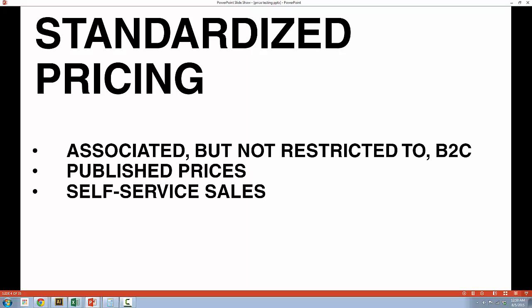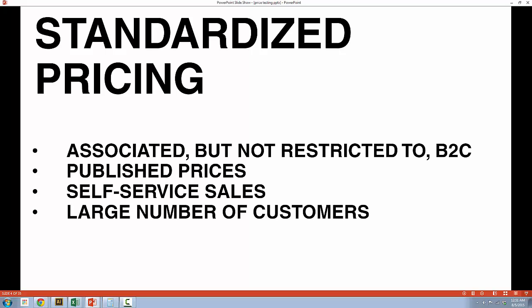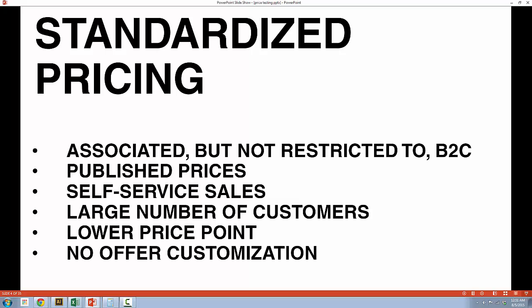So typically this is self-service sales, autonomous sales, something where people can buy something on their own without having a personal interaction with you or a member of your team. Typically these companies who are doing this will have a large number of customers at a lower price point than customized pricing. And they offer little to no customization of the actual offer. And so basically it's like, hey, here's our offering, here's our product, buy it, don't buy it.